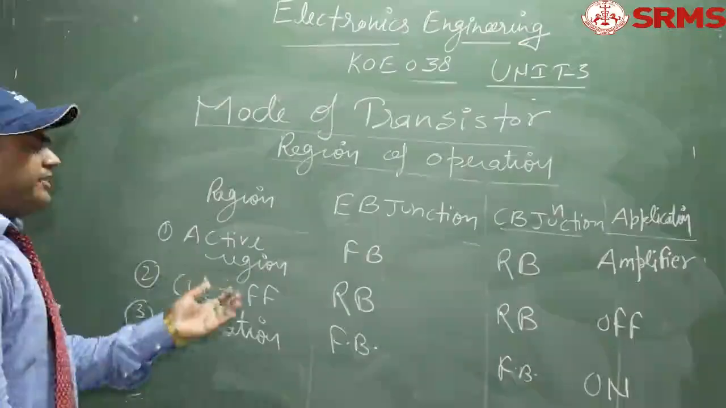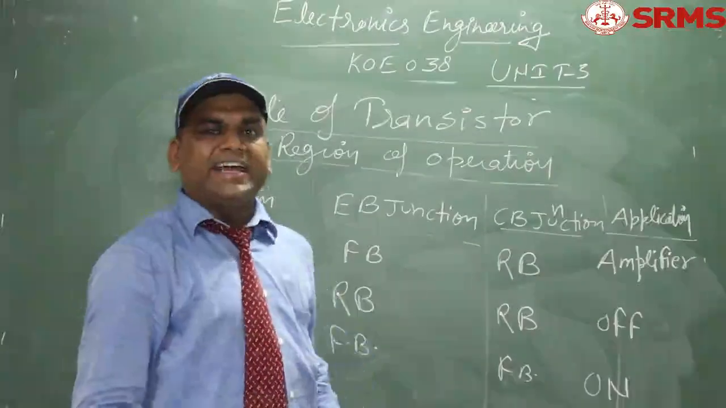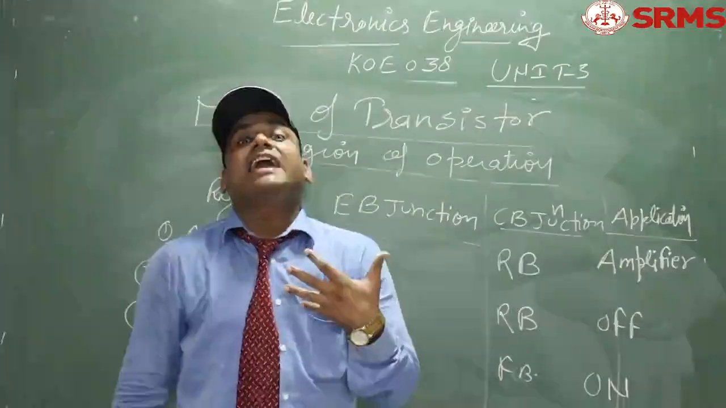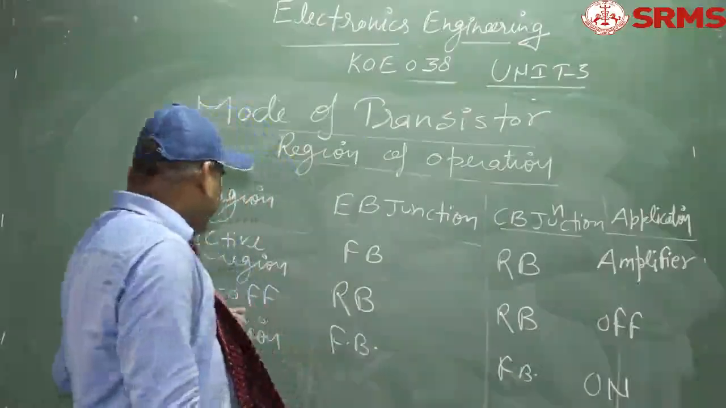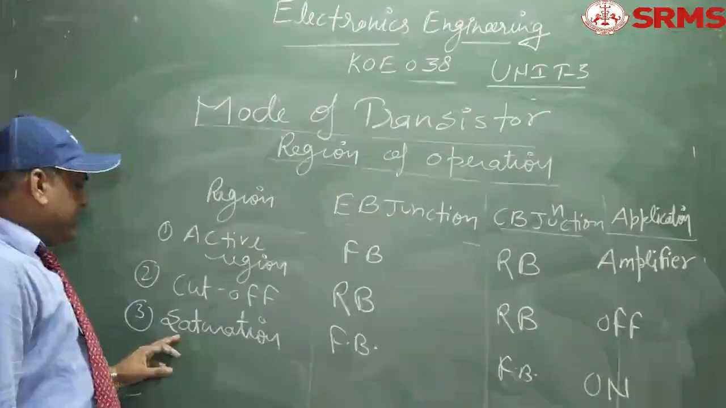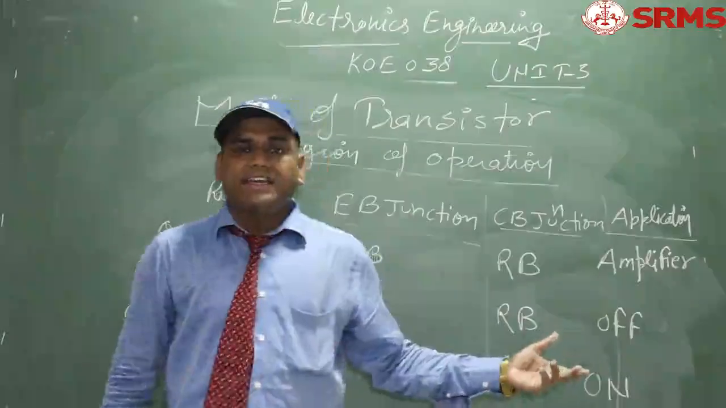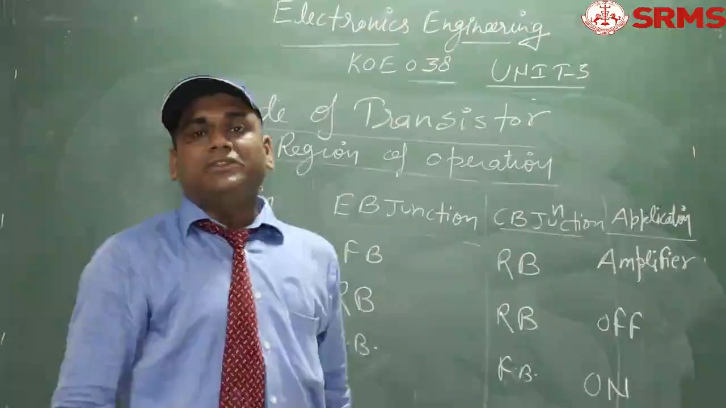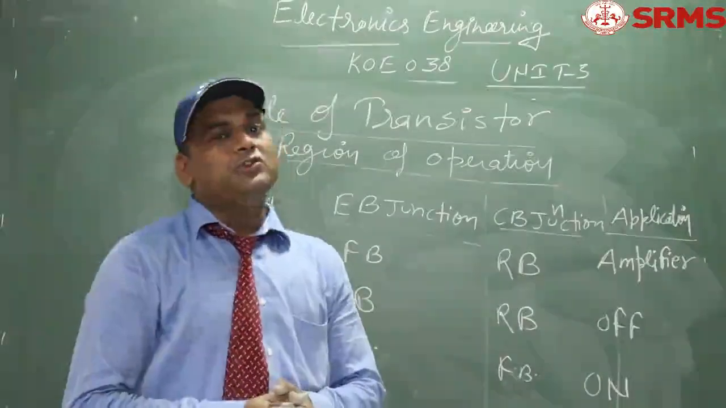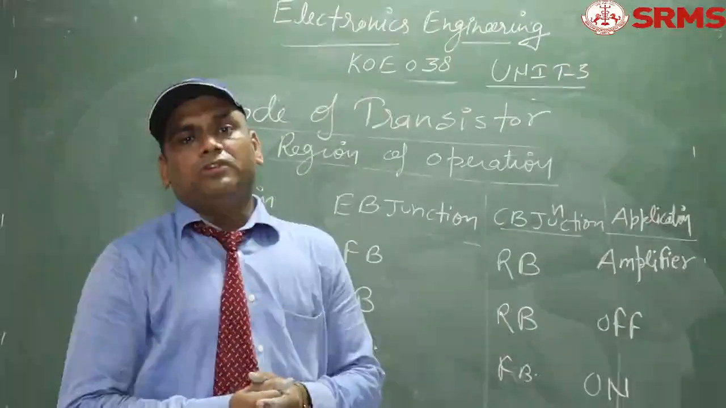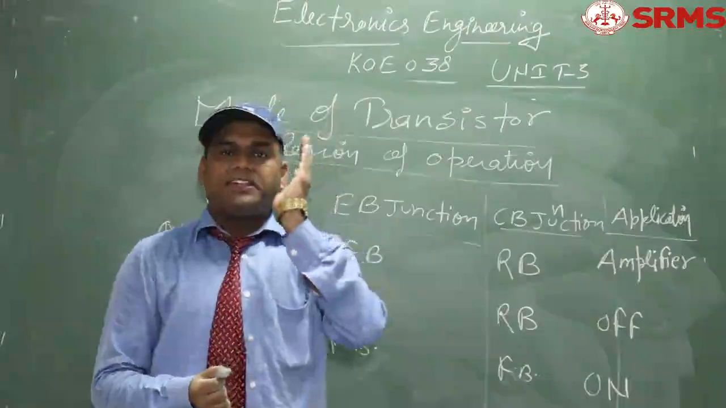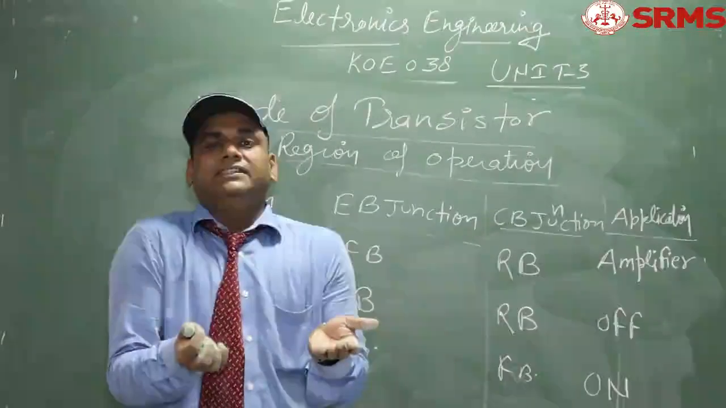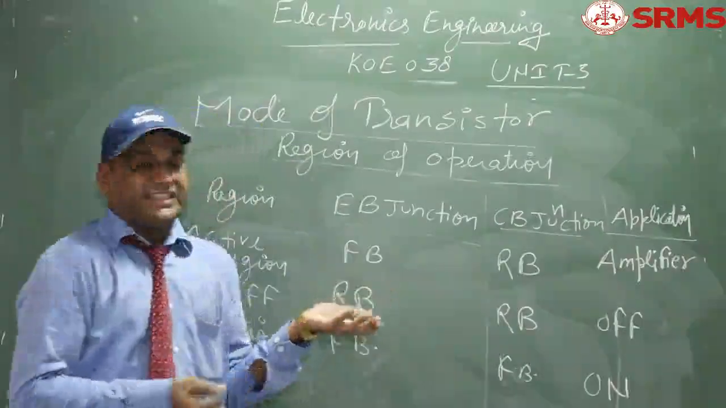So in the active region, the BJT, or you can say the transistor, can be used as an amplifier. In the cutoff region and saturation region, the transistor can be used as a switch. Here in the cutoff region the transistor is off, and in the saturation region the transistor is on. Is that clear? So in both regions the application of the transistor changes. There is also a third application: the transistor can be used as an inverter. If you apply 0 input, you get 1. That means we apply 0 volts and get plus 5 volts at the output terminal. So the transistor can be used as an inverter circuit.